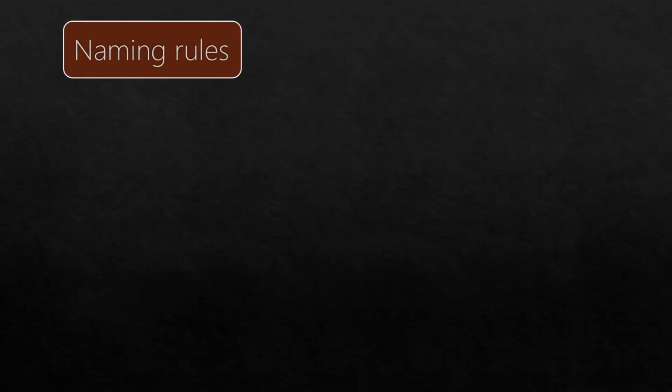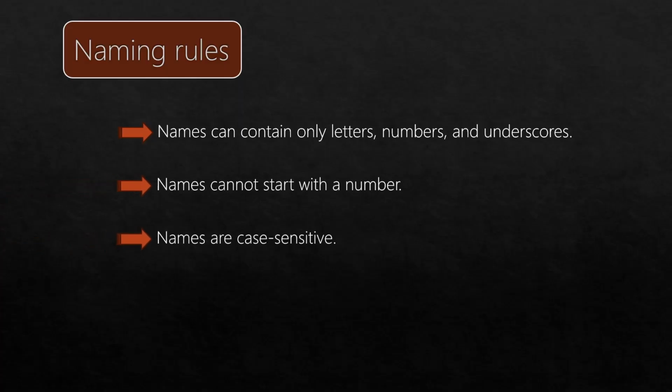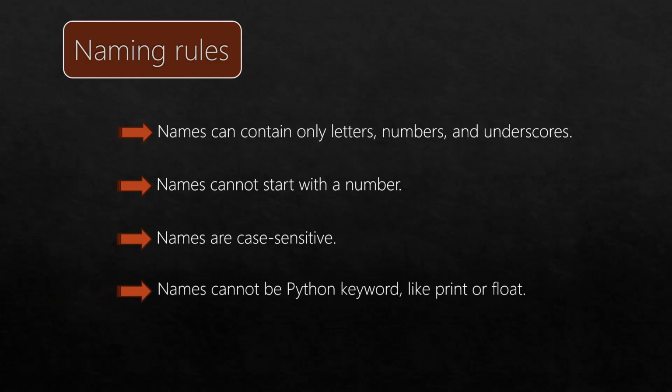There are some rules that you should keep in mind while naming a variable. Names can contain only letters, numbers, and underscores. Names cannot start with a number. Names are case sensitive. Names cannot be Python keywords like print or float.